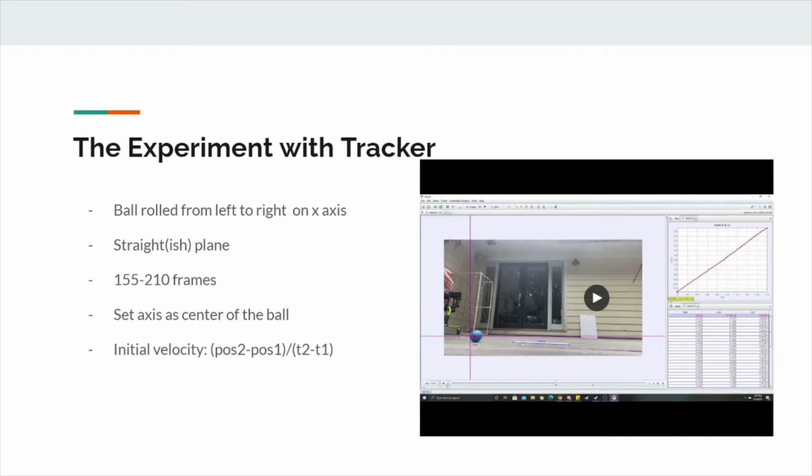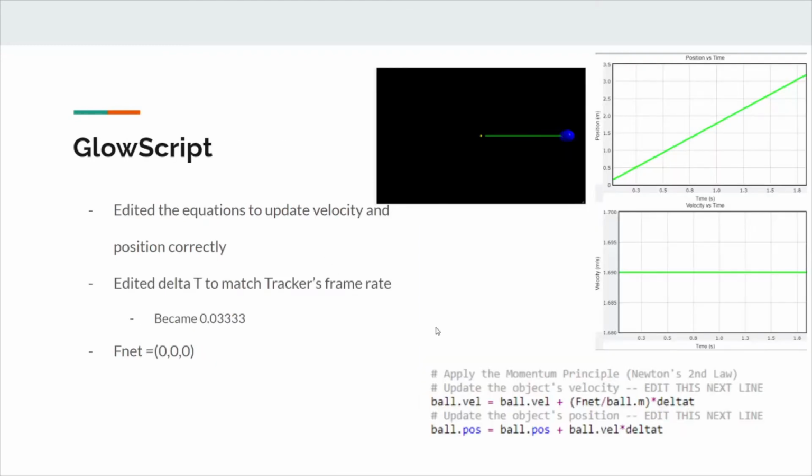The video shows my video and the model that Tracker created for me manually clicking in the point mass. We can see that the model resembles a positive linear line, which indicates a constant velocity since there was no speed or direction change. While using GlowScript, I edited the initial position to be what it said on frame 155 since it was assumed to be 0 in the original code. I also edited the initial velocity using the first two data entry points in Tracker, and it came out to be 1.69 meters per second.